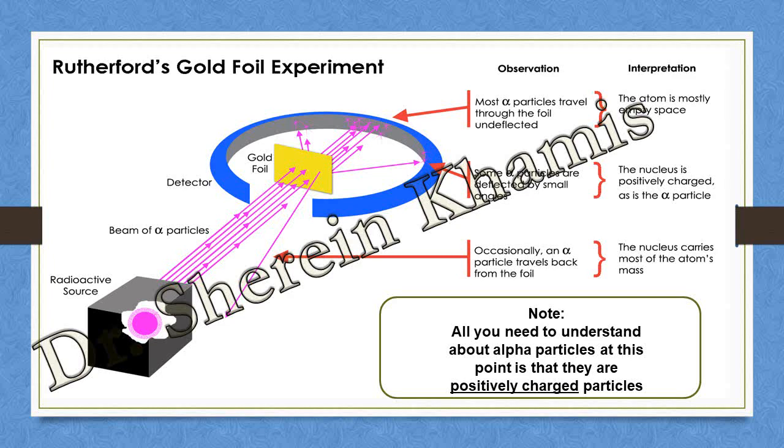So we can make this one. And note very well that all you need to understand about alpha particles at this point is that they have the same charge as the nucleus. Alpha particles are positively charged, as they make deflection, or go away, from the nucleus of the atom. So here we have the main property of alpha particles that we mentioned: that they are positively charged particles.